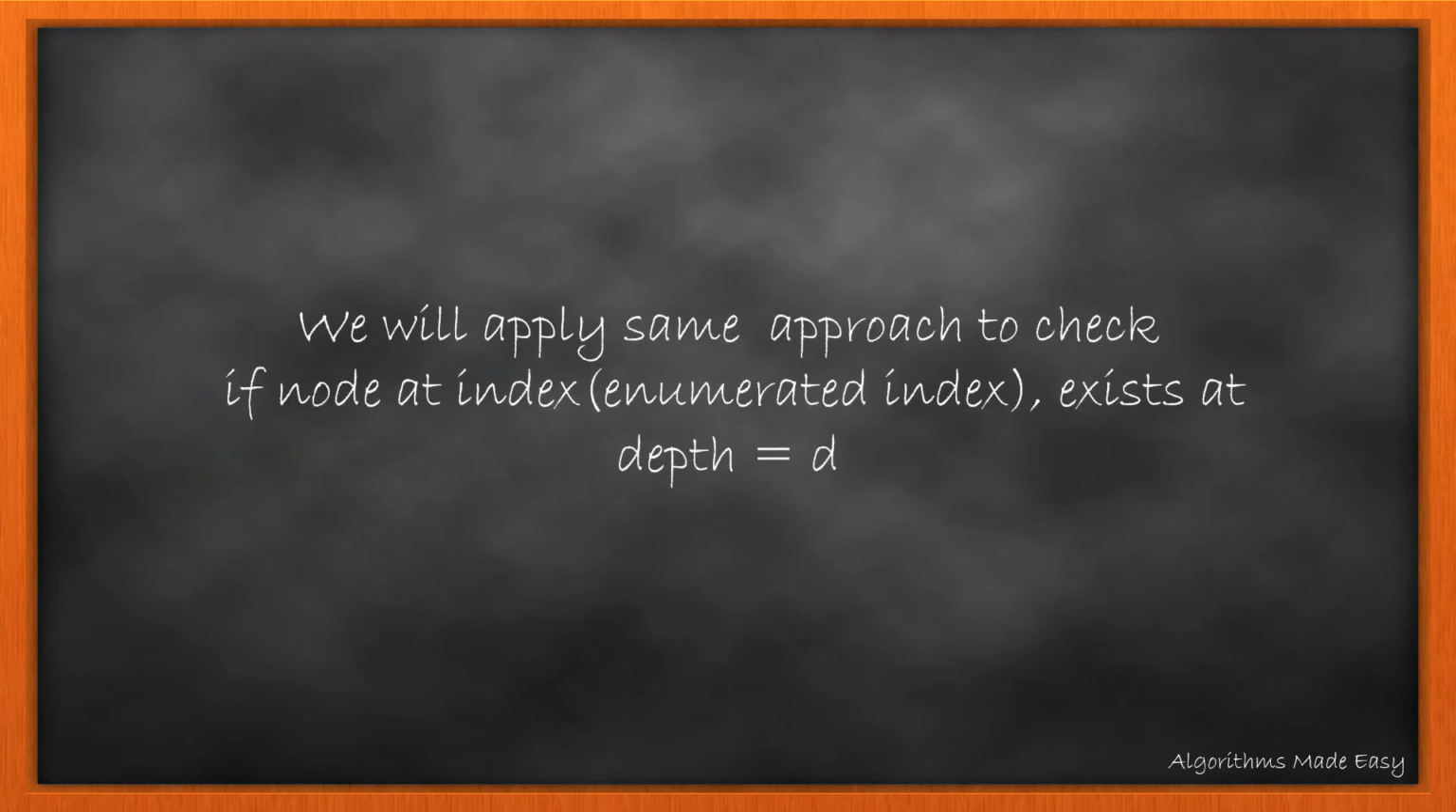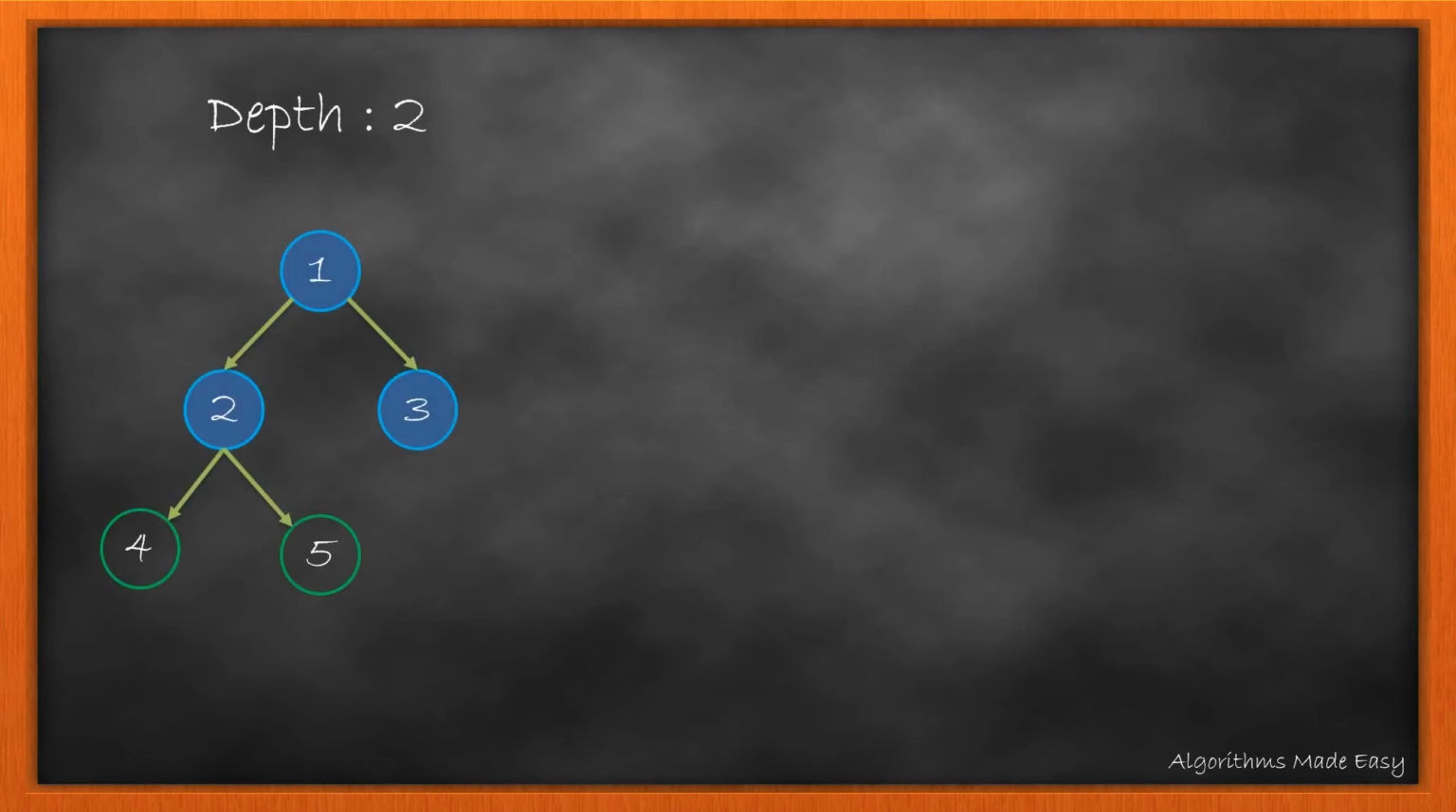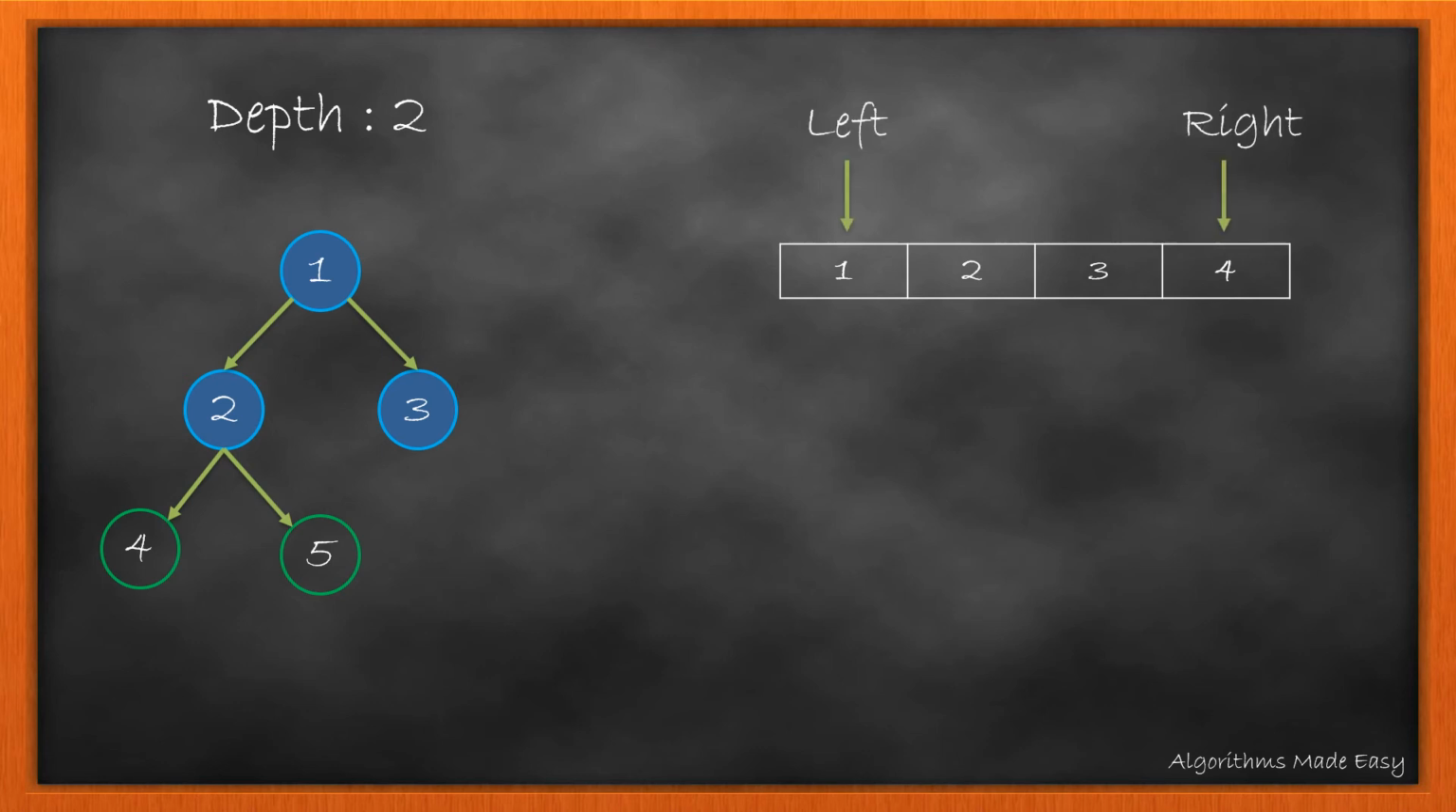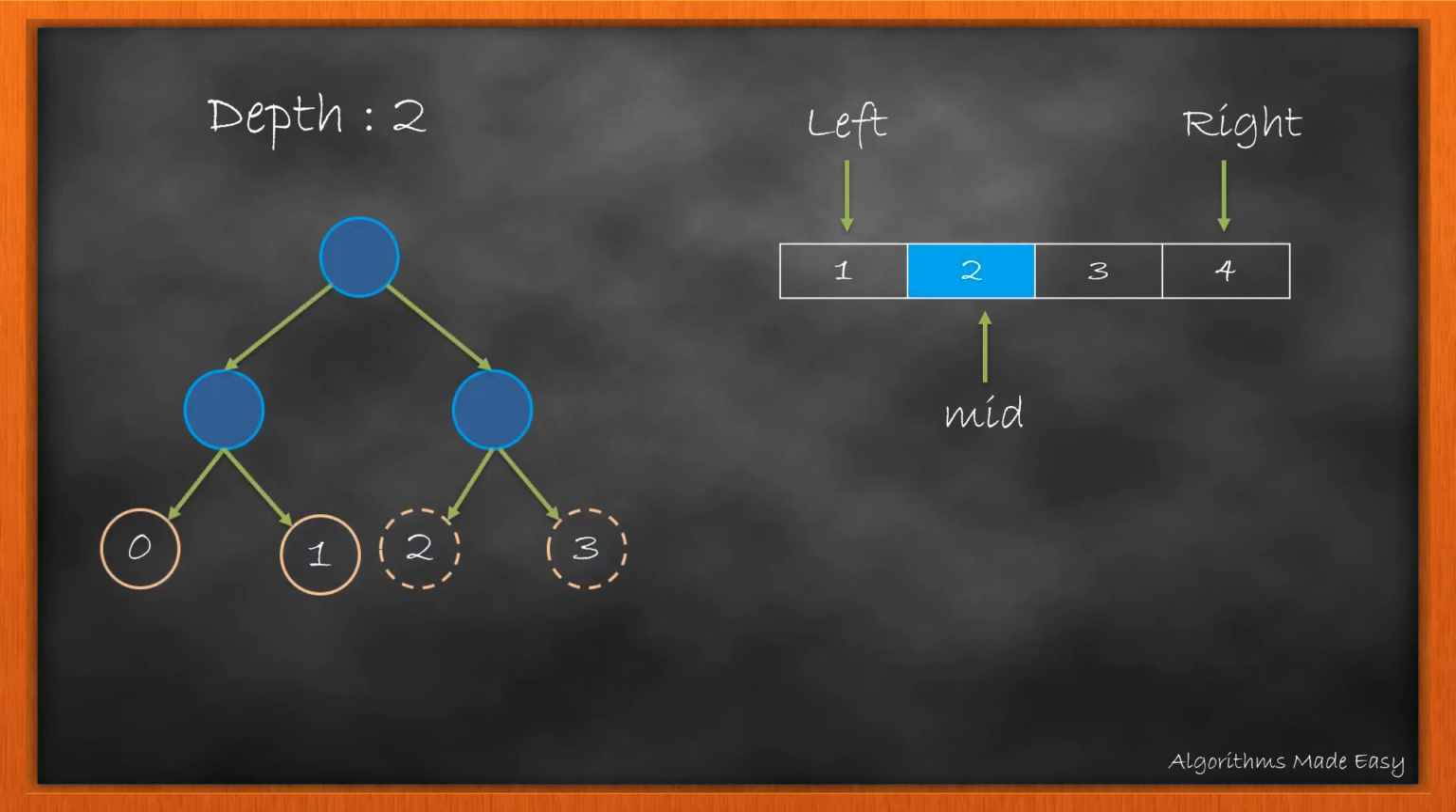Going further, we will use this method to find if the node at a given level exists or not. Working with the same example, if we calculate the depth, it will be 2. And we know we can have a maximum of 2 raised to 2, that is 4 nodes at the depth 2. So to apply binary search, we will assign left and right to 1 and 4. The mid here will be 2. Now we will try to find if the node with enumerated index 2 exists in the tree using the binary search approach we saw earlier.